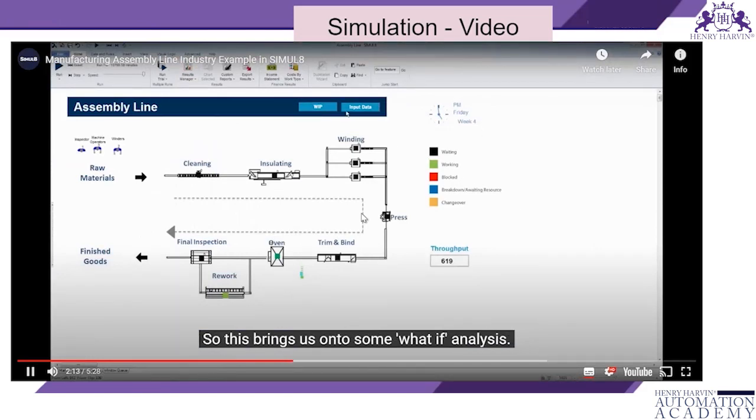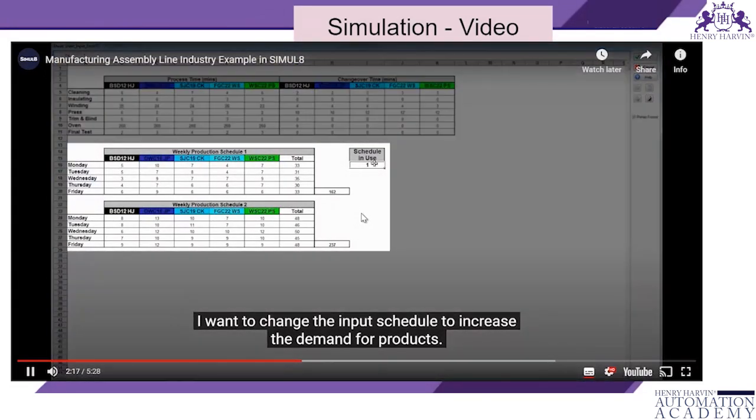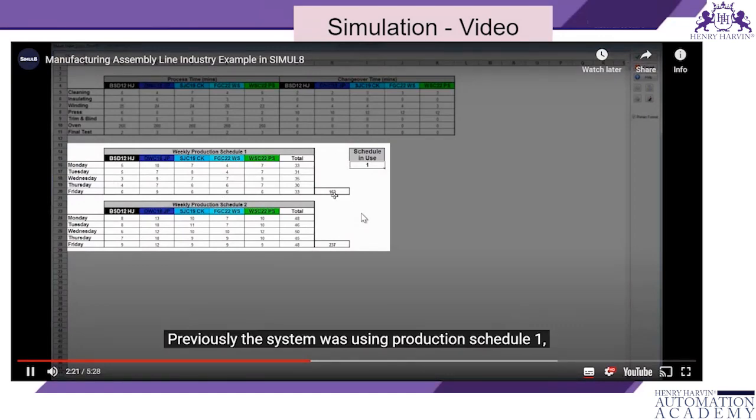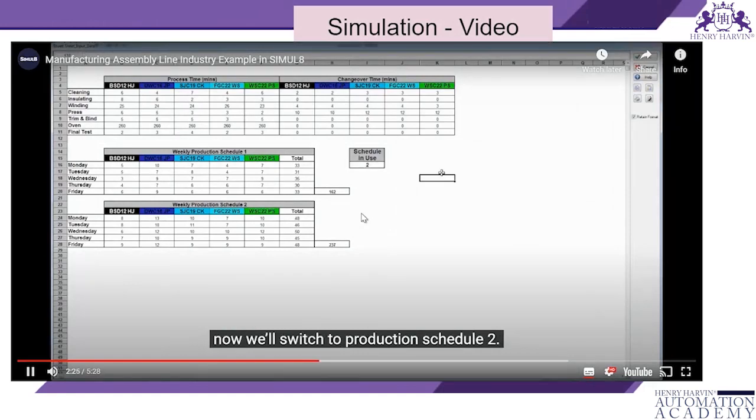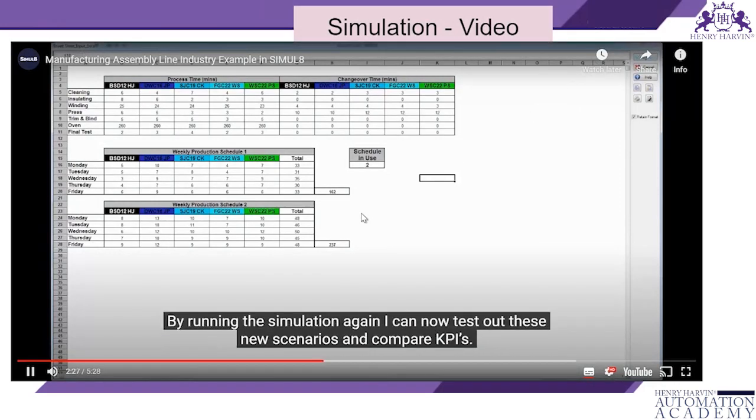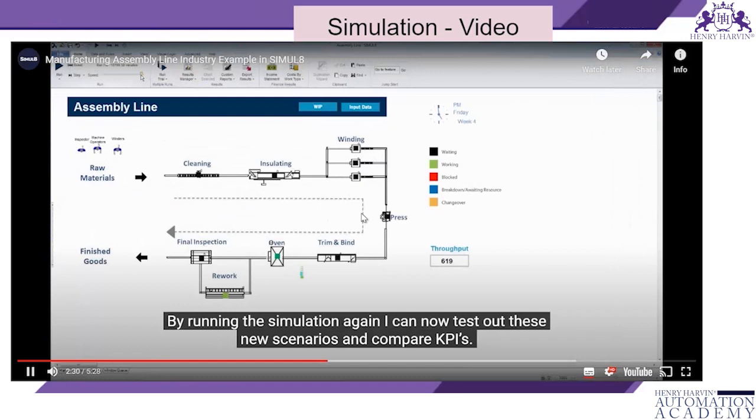So this brings us on to some what-if analysis. I want to change the input schedule to increase the demand for products. Previously, the system was using production schedule 1. Now we'll switch to production schedule 2. By running the simulation again, I can now test out these new scenarios and compare KPIs.